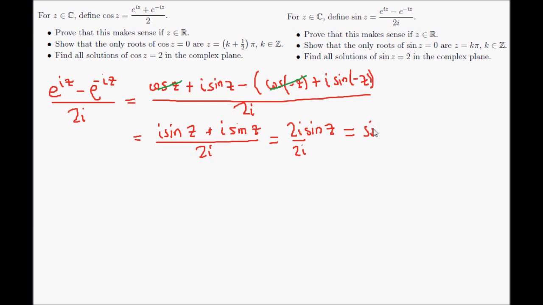So in short, this works if z is a real number, and so we'll extend the definition in the case that z is a complex number. Okay, second, let's solve sine of z is equal to 0. So let's solve e to the iz minus e to the minus iz over 2i equals 0.